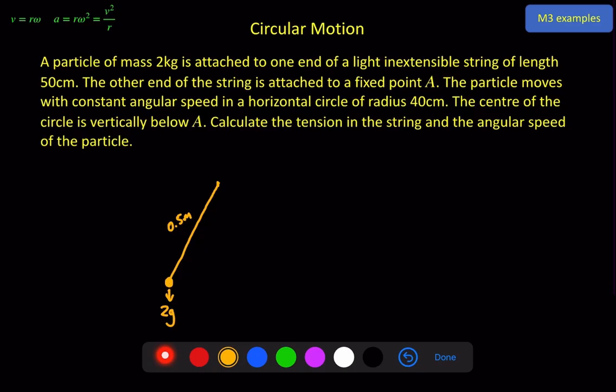The other end of the string is attached to a fixed point A. The particle moves with constant angular speed in a horizontal circle of radius 40 centimeters. Again, let's change that into meters straight away. The center of the circle is vertically below A, which is often what you will be told. Calculate the tension in the string and the angular speed omega of the particle.